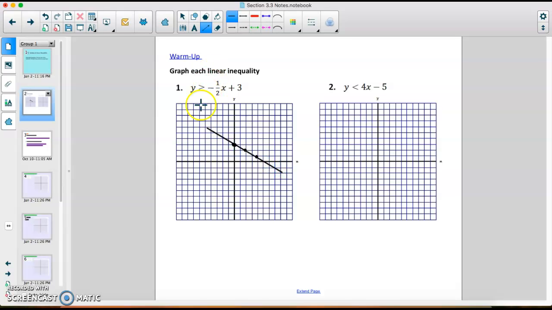Now it's solid because we have or equal to, right? So it's greater than or equal to, so the shading is everything above the line. In this case, it would be a dashed line. It'd be less than, so it'd be below.